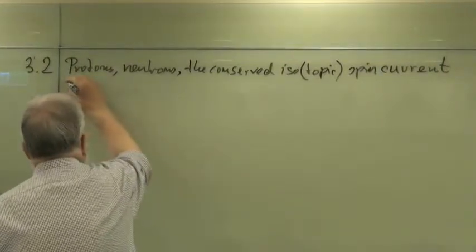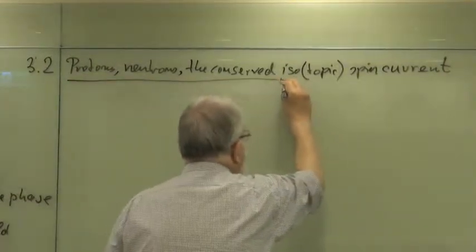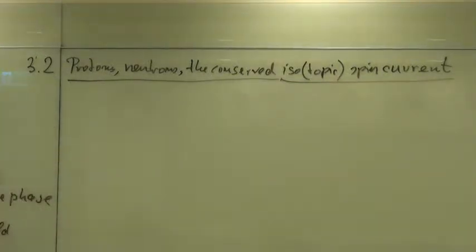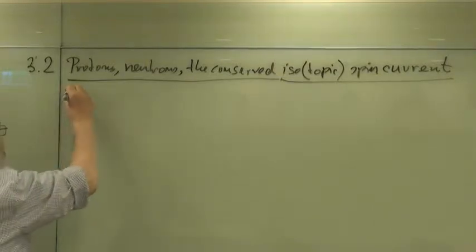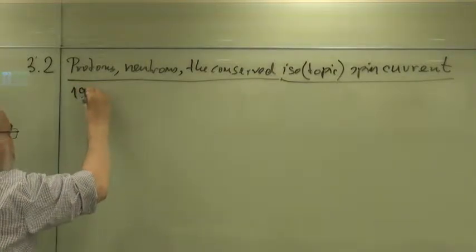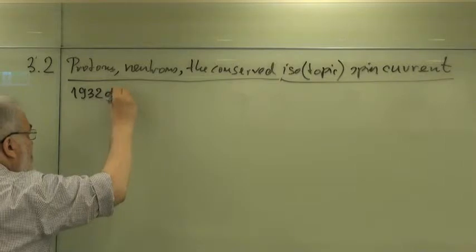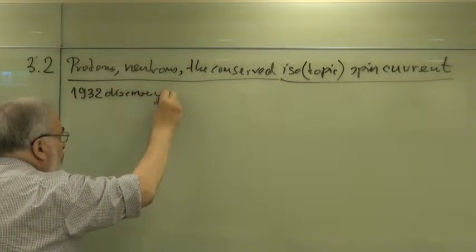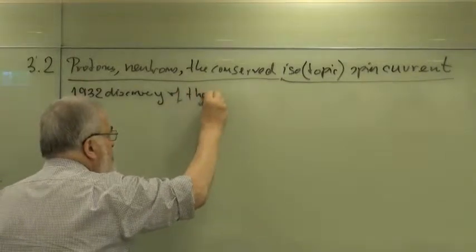So the decisive discovery here, I mean, protons were known. We are talking now about 1932, discovery of the neutron. 1932, discovery of the neutron by Anderson.